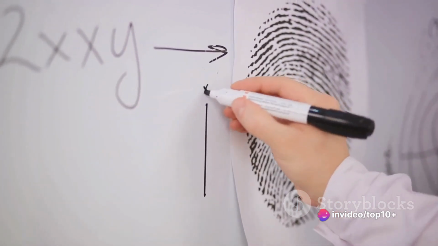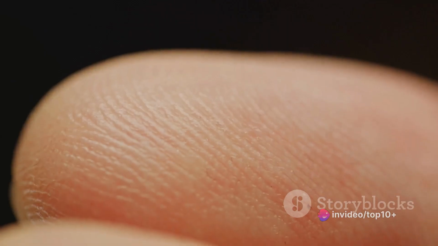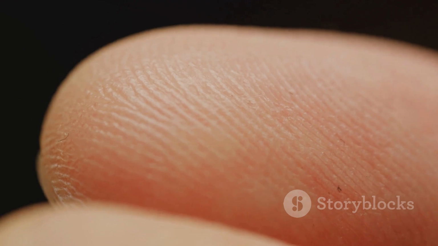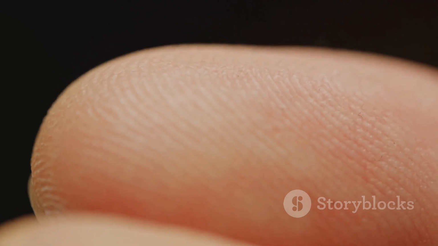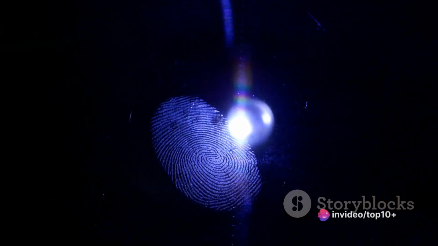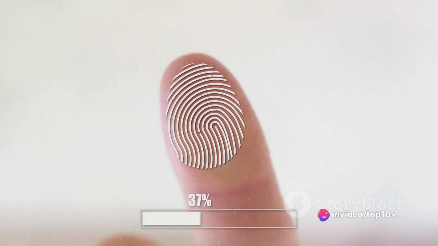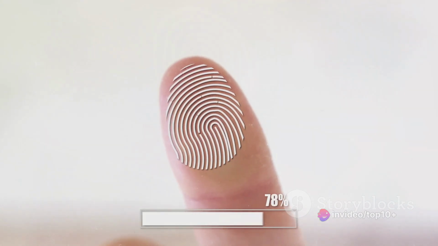But it's not just these patterns that make your fingerprint unique. There are also what we call minutiae. These are specific points in your fingerprint, like where a ridge ends or splits. These points of minutiae are different in every individual. So it's these unique patterns and features that fingerprint sensors use to identify us.